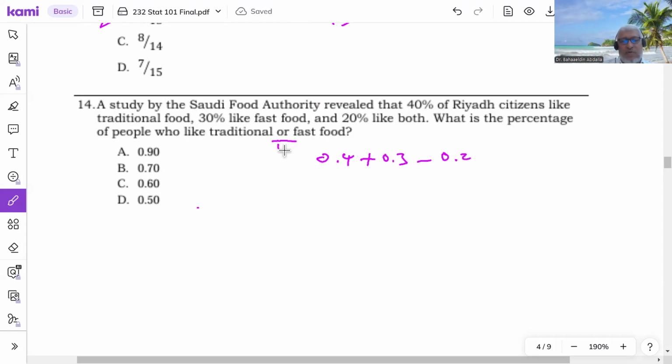So that's the probability of the union; or means union. Probability of A plus probability of B minus the intersection. So the answer would be 0.5. And that's the answer for this part.